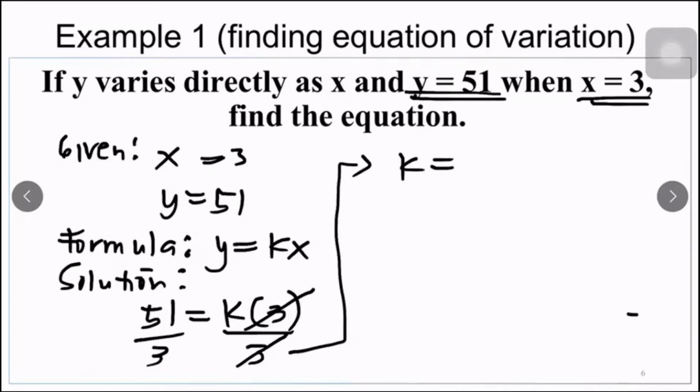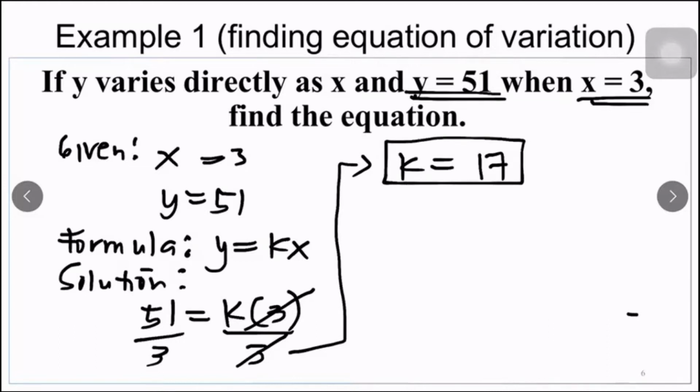So what will be the answer? If you know the answer, feel free to comment in our comment section down below to check if you really got the answer. 51 divided by 3 is 17. Did you follow so far? Therefore, our answer here is k is equivalent to 17.